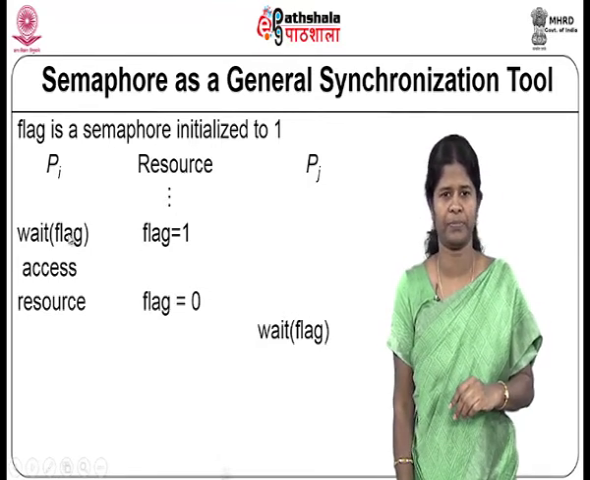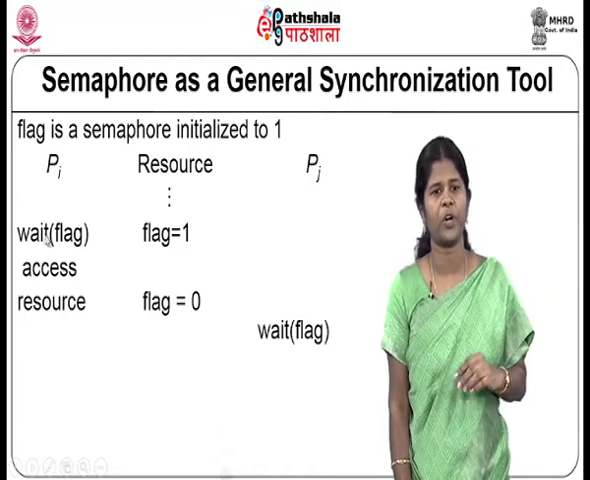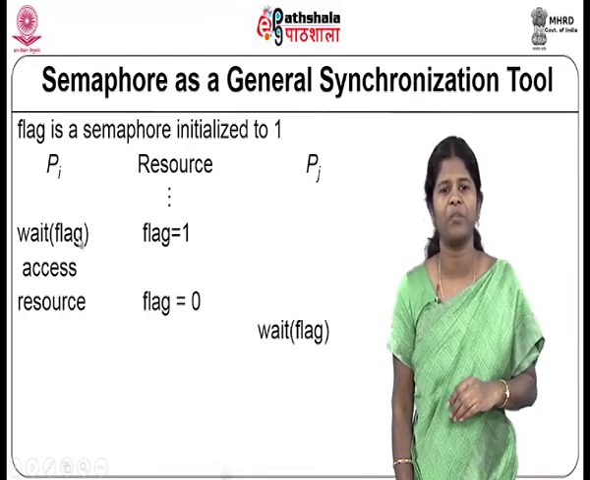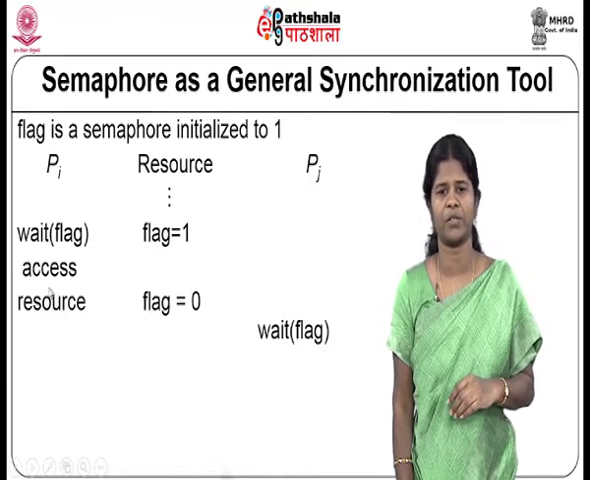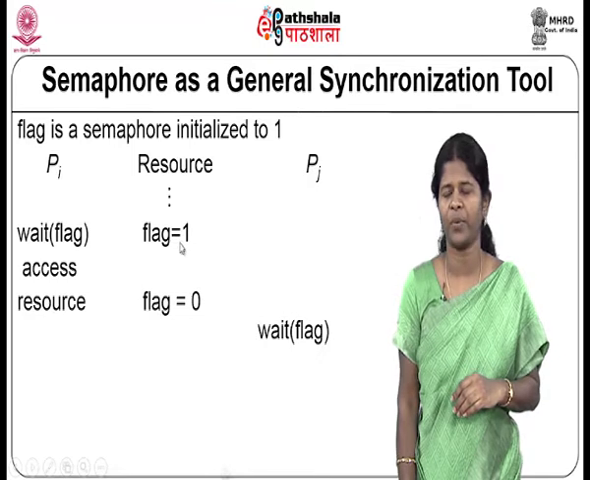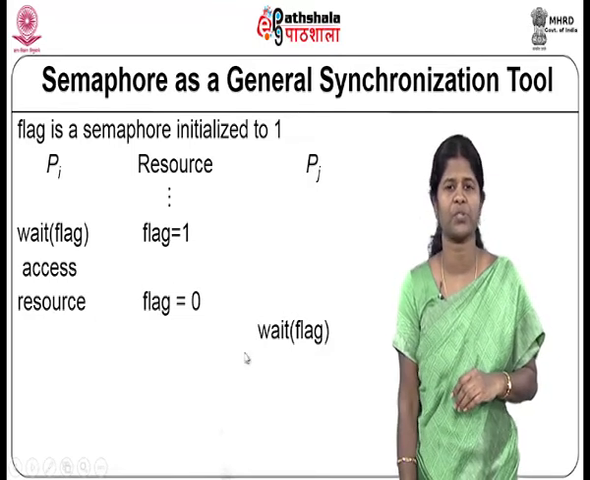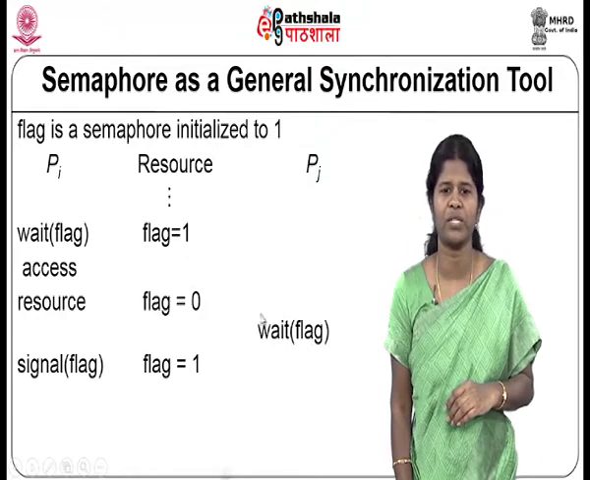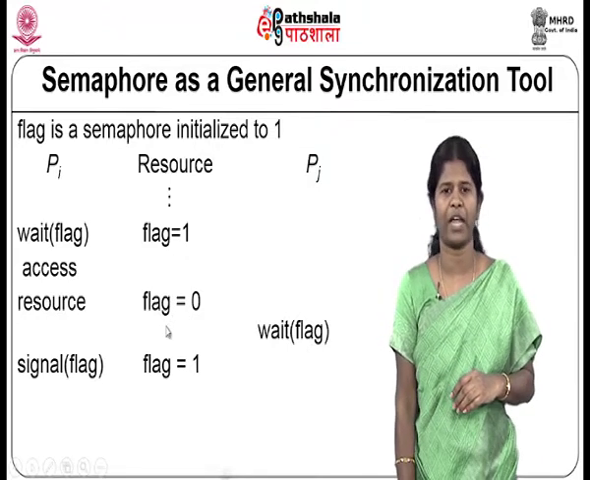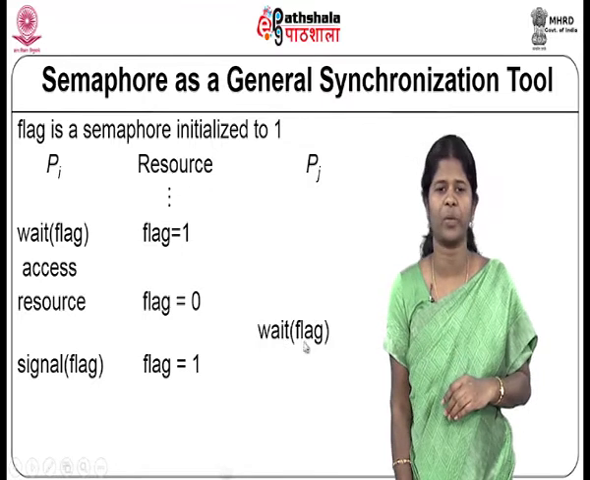So, Pi process waits on this flag before it wants to enter the critical section. It will make the value of flag equal to 0 and access the resource. That is, it is decrementing the value of the semaphore and accessing the resource. And then Pj wants to enter the critical section, so it also waits on flag, but finds that the value of flag is equal to 0 and it is put to the waiting state.